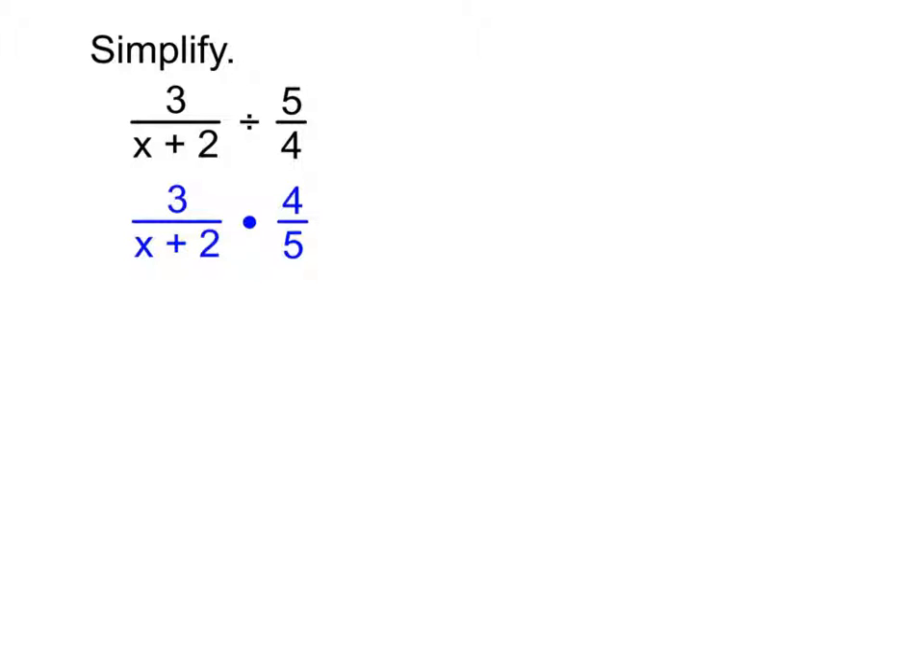All right, now we can go ahead and do the multiplication. So multiply straight across the top. Of course, that'll be 12. When you multiply across the bottom, remember to distribute the 5 to both the x and the 2 to get 12 over 5x plus 10.